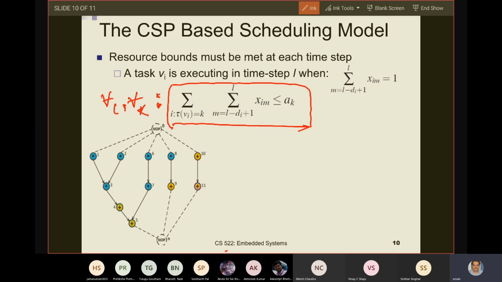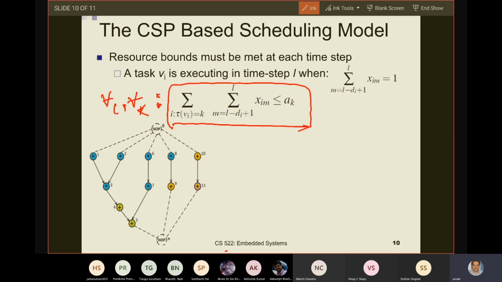The constraint becomes fixed for a certain value of L and a certain value of K. So I know the type of processor for which I am trying to satisfy this constraint, and the value of time at which I am trying to satisfy it. This is known to me. So K and L are fixed inside the constraint. Now let us get inside the constraint. The first summation inside the constraint is summing over all tasks which are to be executed on processors of type K.